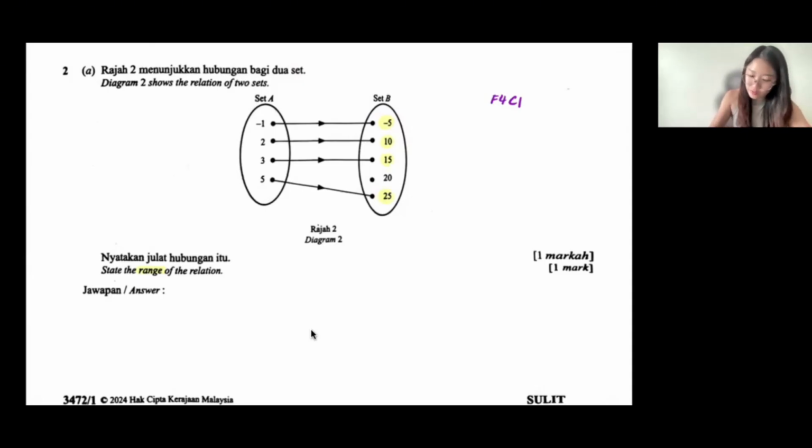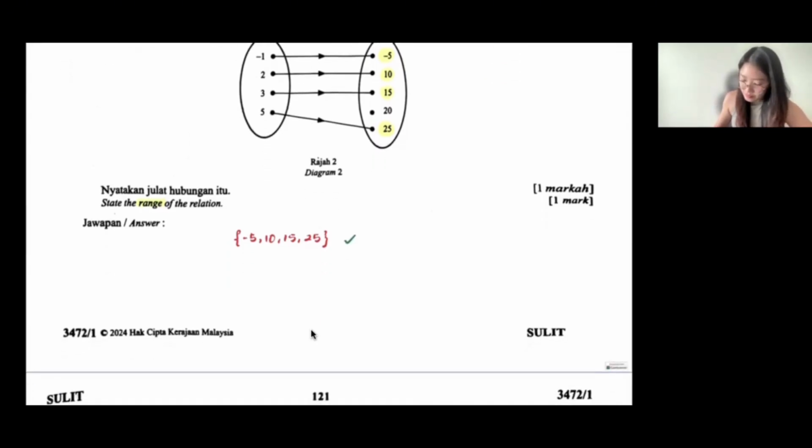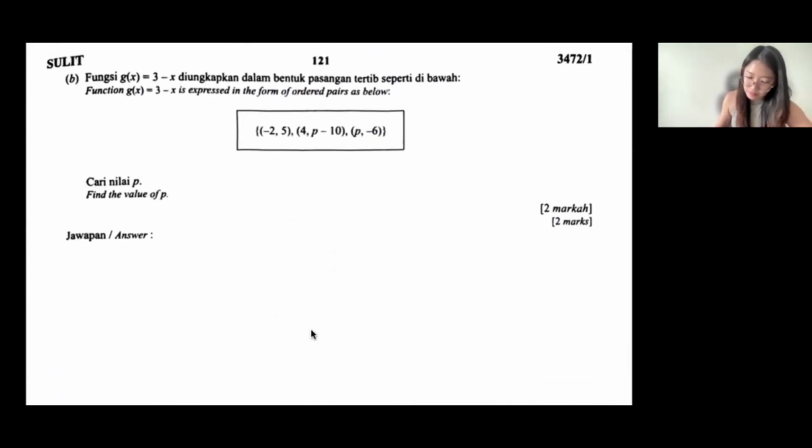So for range, you have to write it in, what is it called? This is your brace brackets. I forgot the name already. Brace brackets. So over here, negative 5, 10, 15, and 25. There you go. That's your answer. Only 1 mark. All right, next one, part B.